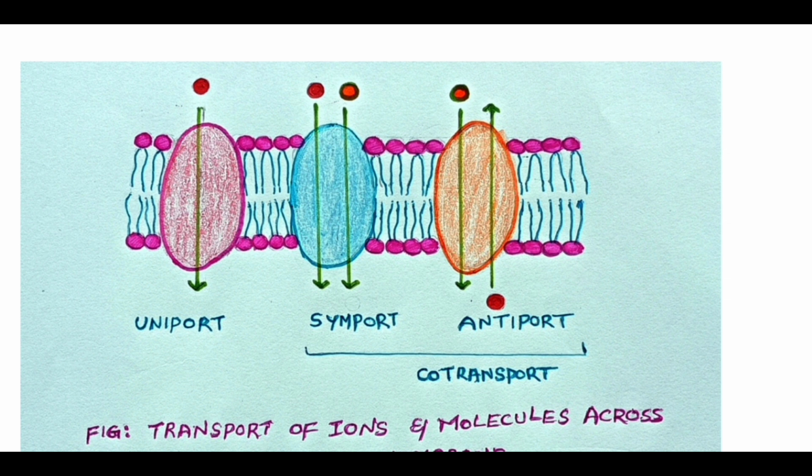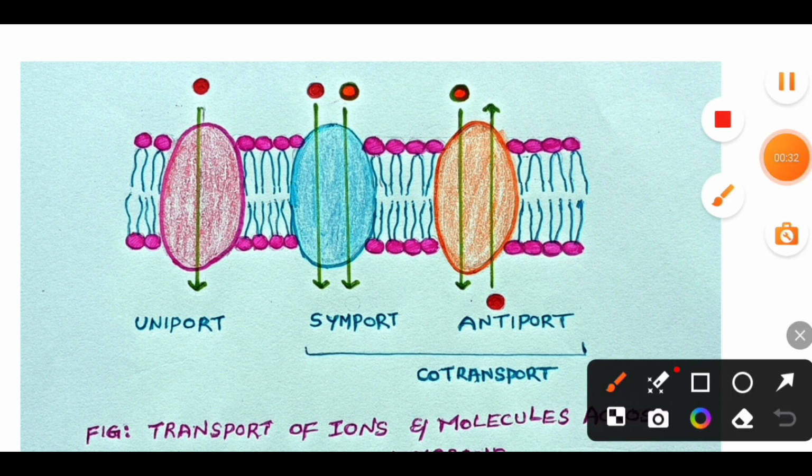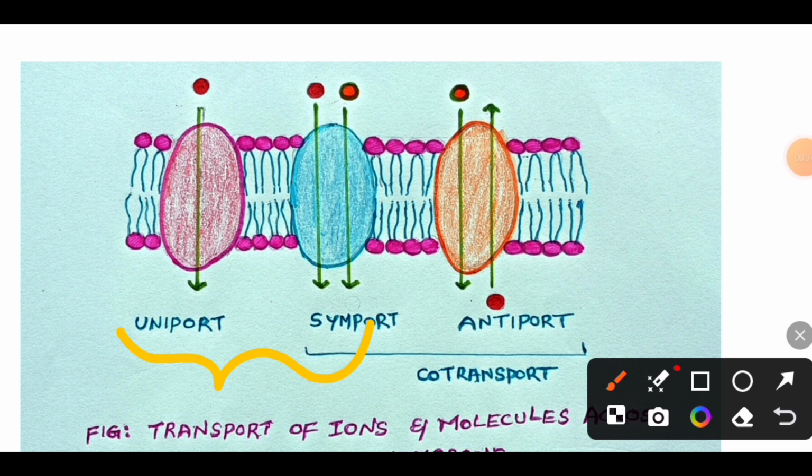Transport of molecules through the uniport protein is a type of facilitated diffusion, and transport through the Symporter protein is also a kind of facilitated diffusion. Both come under passive transport only, which means they don't require external energy.